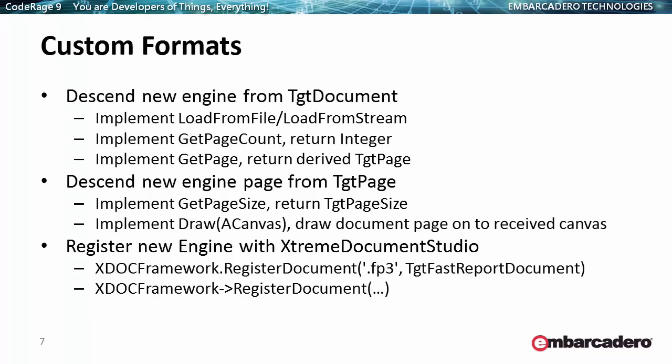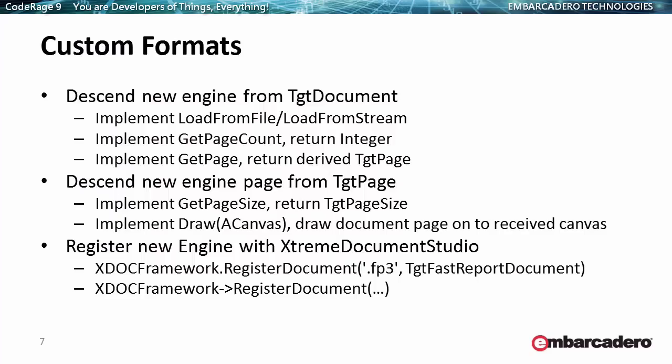And this is how we support a custom format. So first, we descend our new engine class from the base class for all document engines, which is the TGDDocument class, and implement a few methods like loading from file and loading from stream. Then this new engine class has to support the GetPageCount and GetPage methods. And in the GetPage method, we need to return the actual page class, which is a descendant of the page class within Extreme Document Studio.